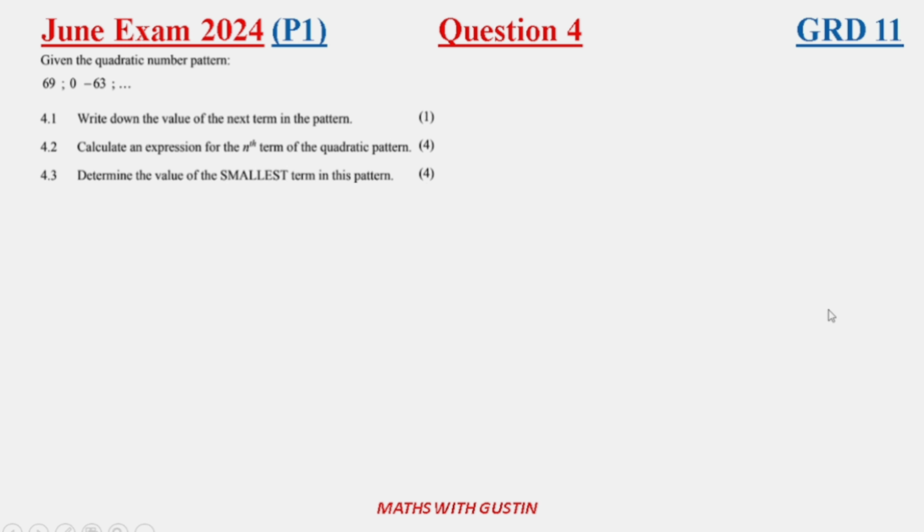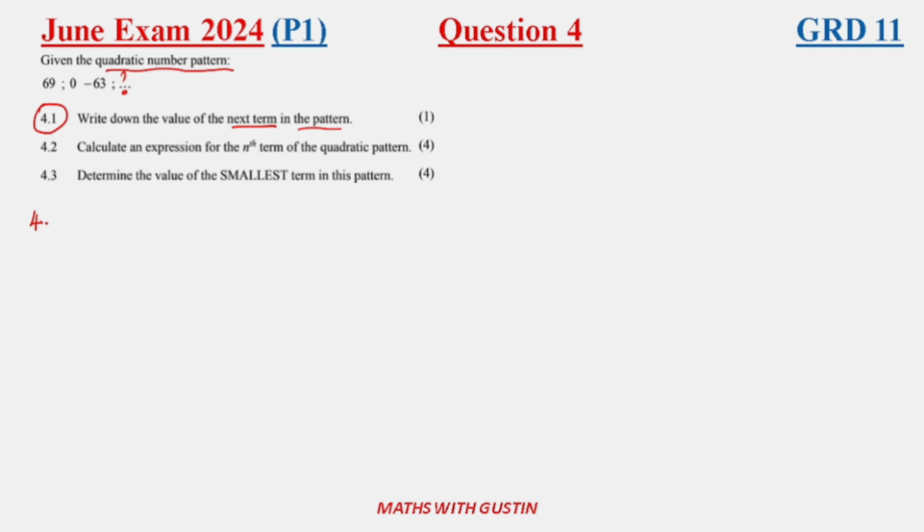Let's have a look at this question. A couple of things that we need to take note of. They already told us that this is a quadratic question. So let's go on to 4.1. Write down the value of the next term in the pattern. They want us to write this pattern right here.